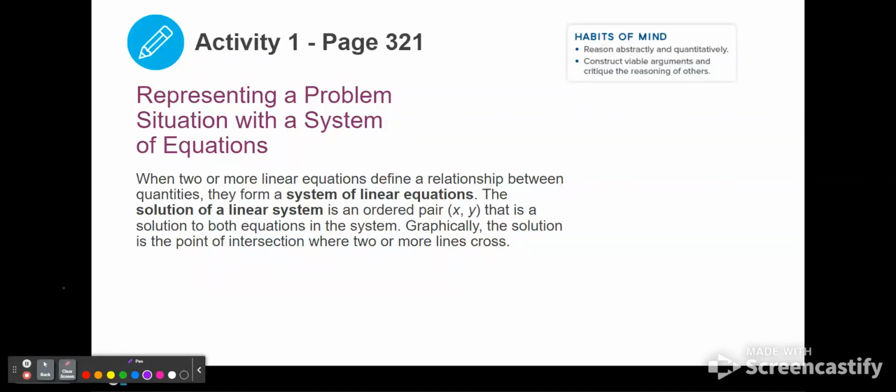When two or more linear equations define a relationship between quantities, they form a system of equations. This is what we've been working on for the last couple of days. The solution to a system is the ordered pair. So just like in my graph, it's that place where they meet. That is the solution of both equations in the system. Graphically, the solution is the point where the two lines cross. Again, where we graph them, it's where the two lines cross. That's their solution. Okay?